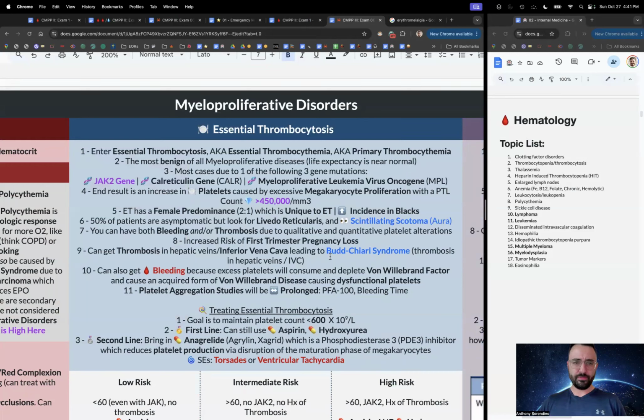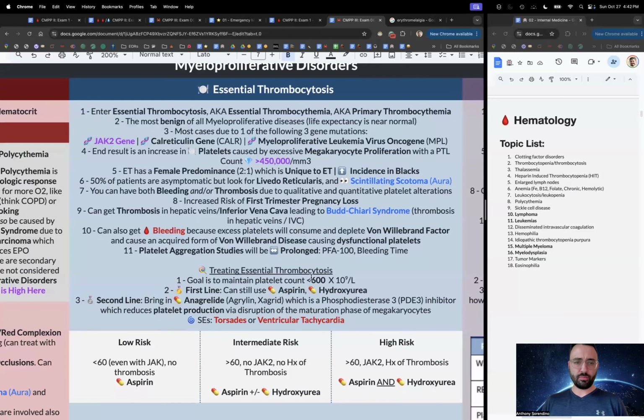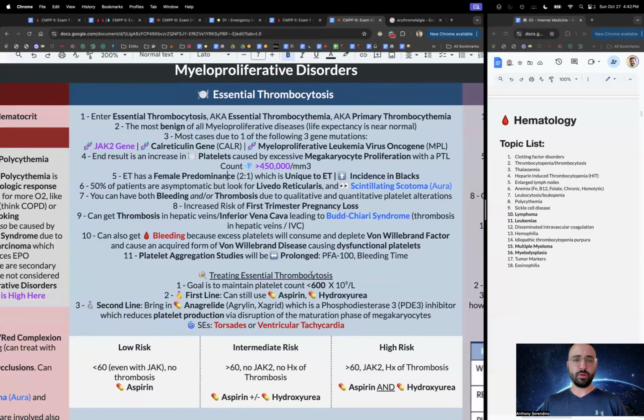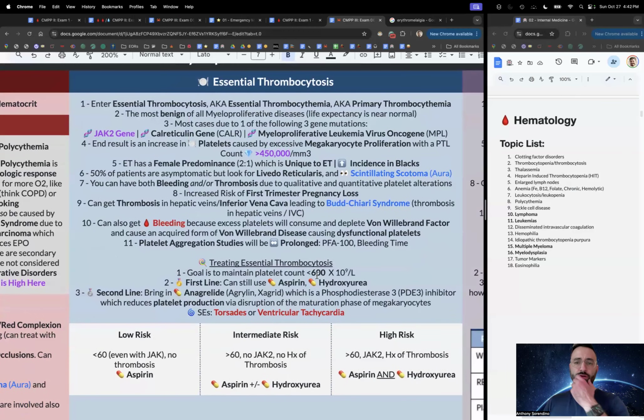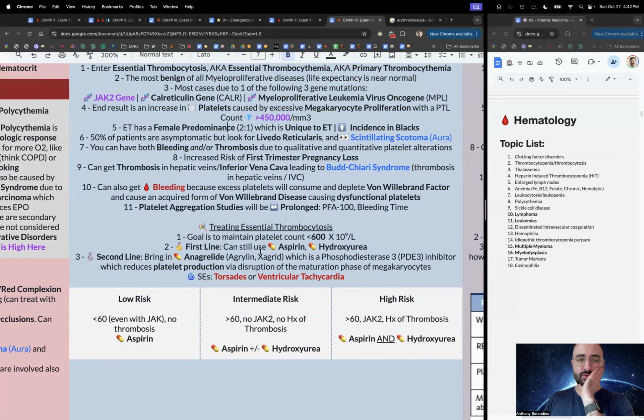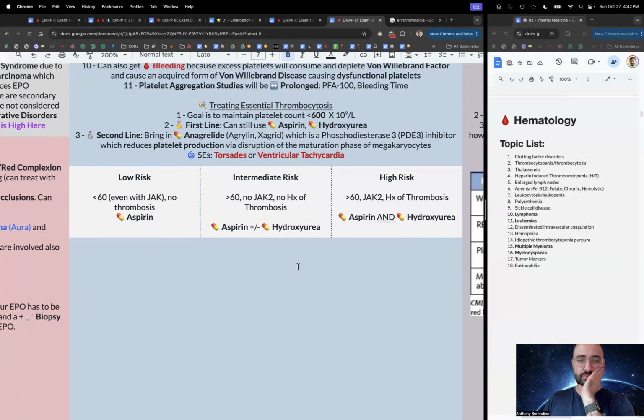Most benign of all myeloproliferative disease, life expectancy is near normal. JAK2, yeah. Then you have this calreticulin gene, female predominance, bleeding because excess platelets will consume and deplete von Willebrand factor. It's just high platelets and you consume von Willebrand. So it's almost like a DIC, you have too many platelets, they're used up, and then you actually start bleeding. Aspirin, hydroxyurea, intermediate risk.